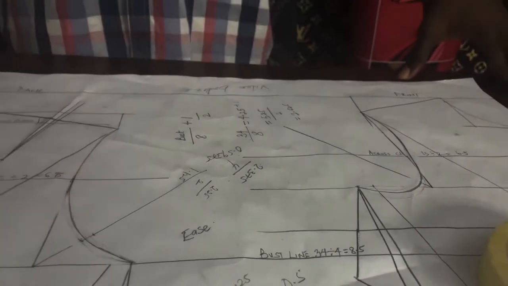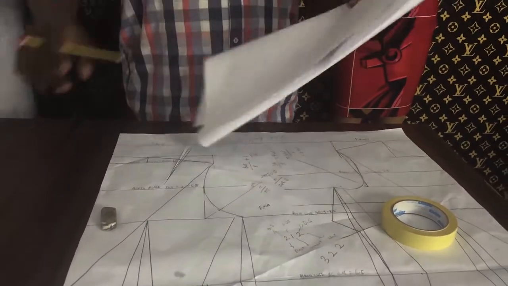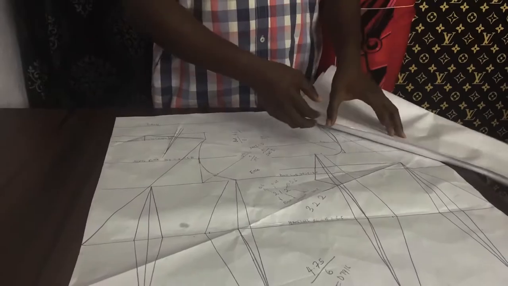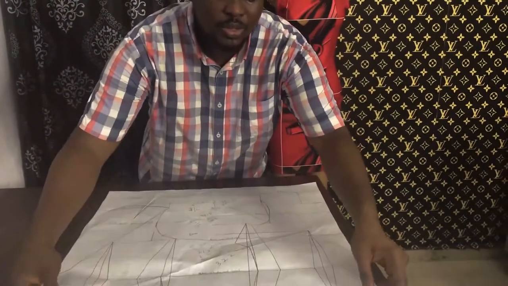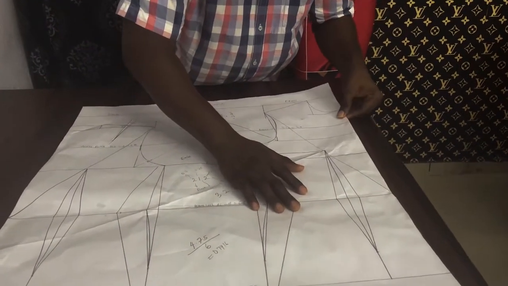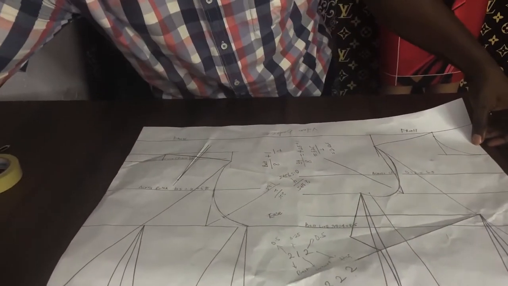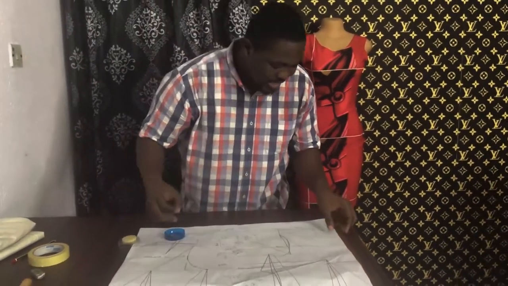All right, so at this point in time we're going to be tracing our pattern. Remember, this is our front pattern and this is our back pattern. So I have another paper here with me. I'm going to be placing it under this to trace out our patterns. So I'm placing this right in front of this. Having my pins, I just want to use my pins to hold them in place so they don't move around while I trace.